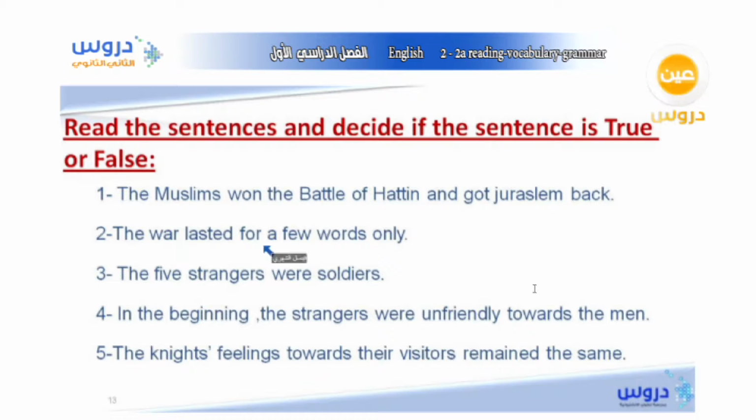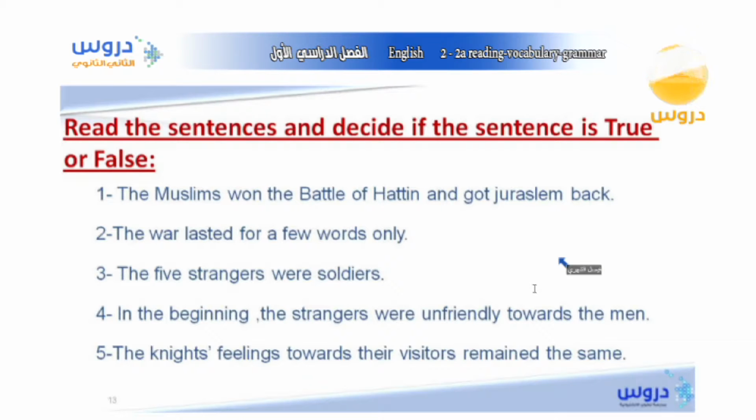Number 2, the war lasted for a few weeks only. Also, what do you think? Number 3, the 5 strangers were soldiers. Is it true or not? Number 4, in the beginning, the strangers were unfriendly towards the men, and finally, the knights' feeling towards their visitors remained the same.